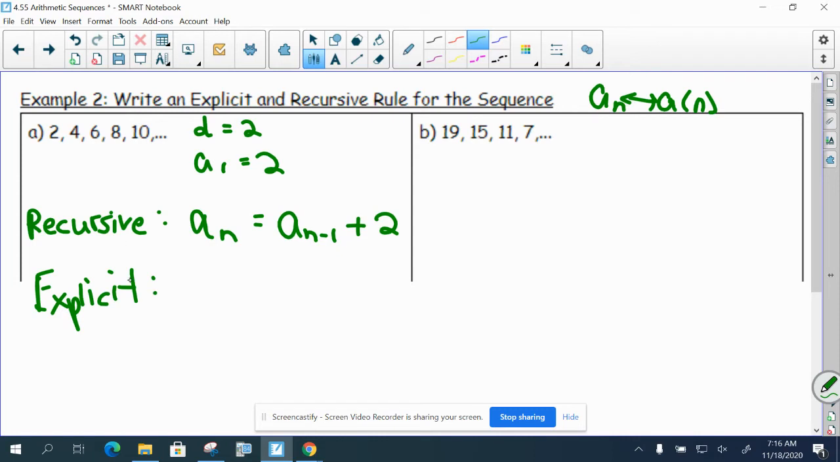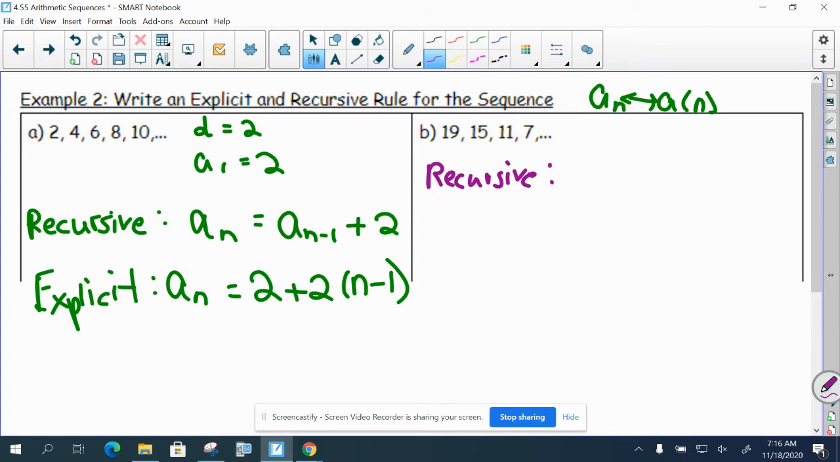Hopefully you can remember this from the video yesterday. It would be a sub n equals your first term plus the common difference, which is also 2, times n minus 1. Okay, for 19.